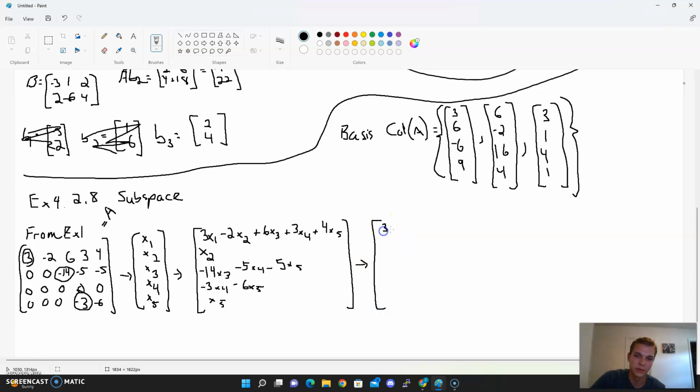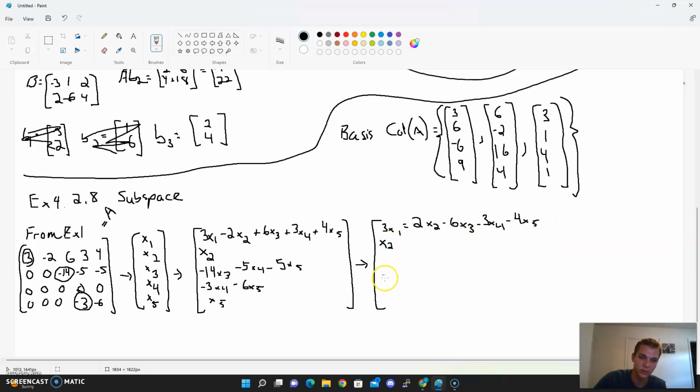I'll go ahead and expedite this a little bit. 3x1 equals 2x2 minus 6x3 minus 3x4 minus 4x5. The next thing we do is divide this side by 3 to get x1 by itself, and then we'll get what x1 equals, but we'll do that in just a moment after we write everything else out.